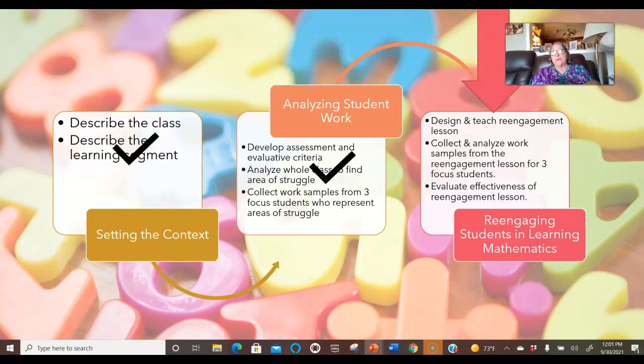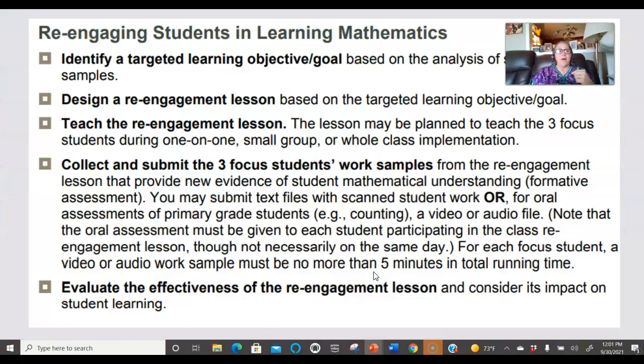So what you're going to be doing is that once you've found the common struggle in the original assessment, you're now going to think about a different way to teach it, and you're going to design and teach that lesson, collect the work, and then evaluate the effectiveness. So that's where we are.